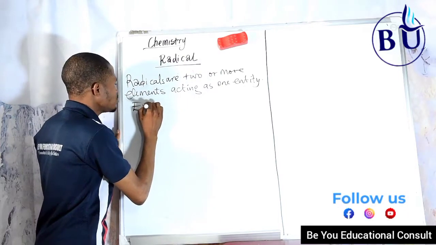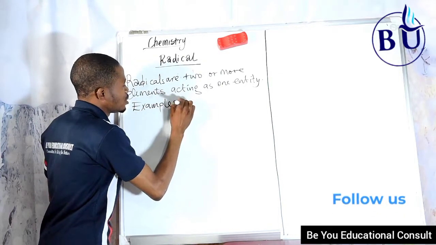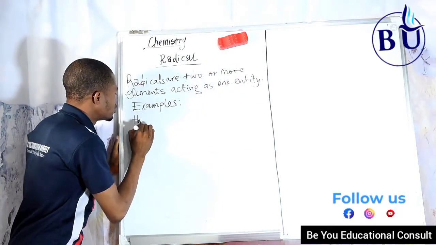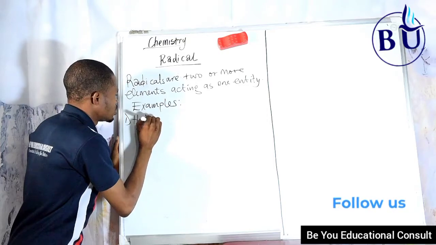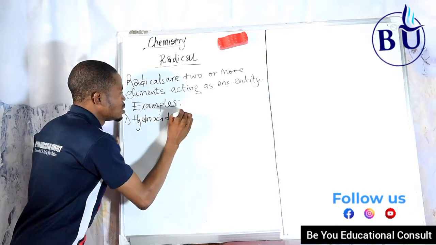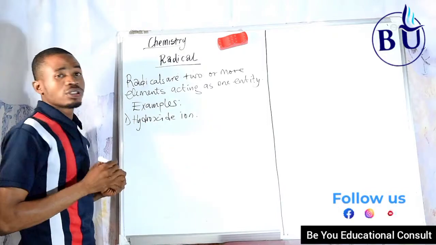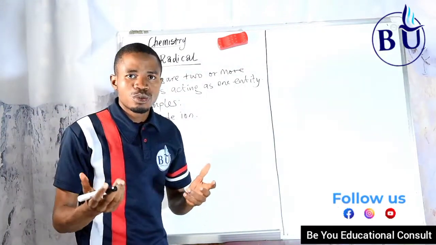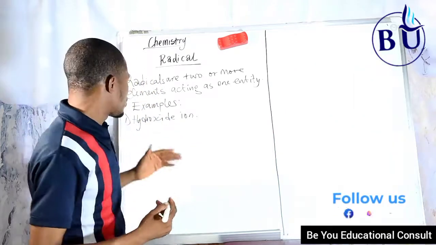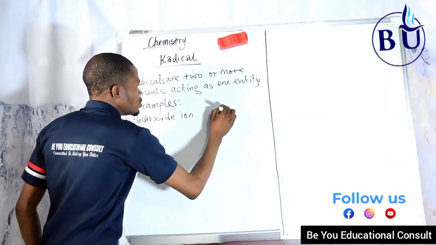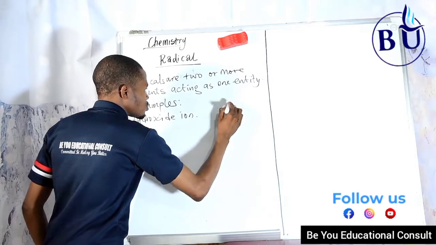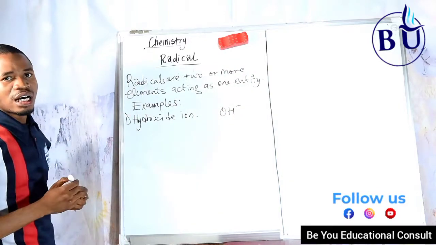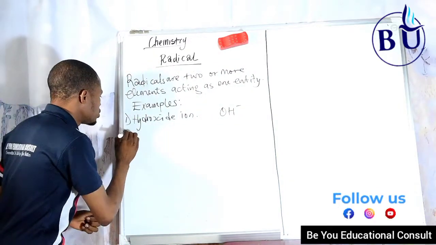So I want to give you examples of a radical. Examples: number one, hydroxide ion. Remember what I said about an ion? An ion is a charged atom. So hydroxide ion, this is the symbol. That's another one. Then we can have number two.